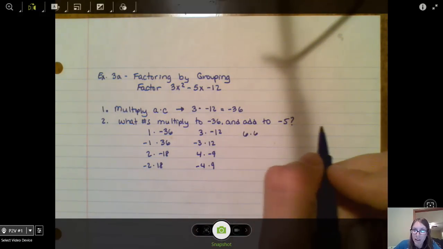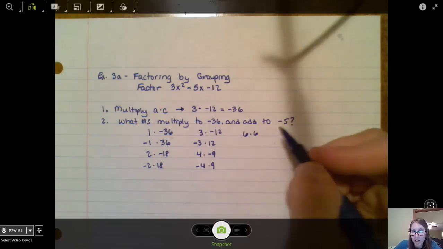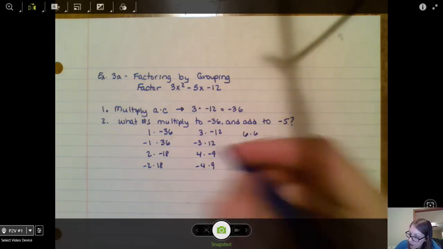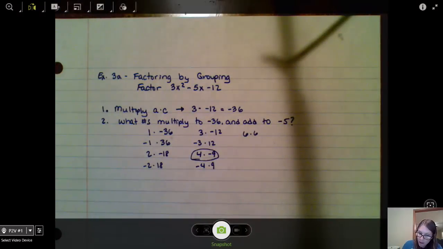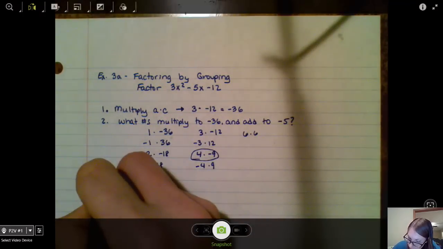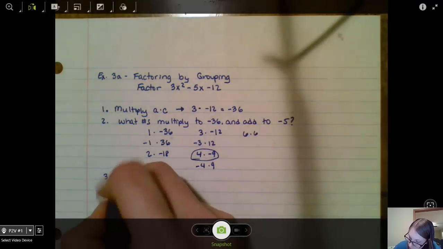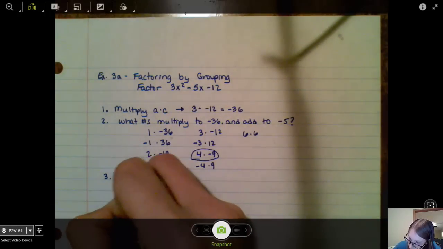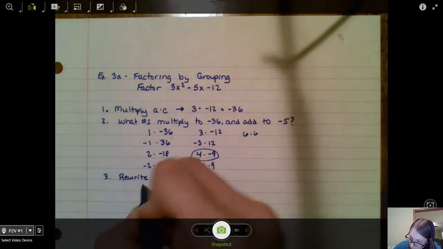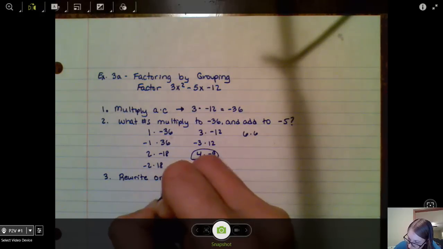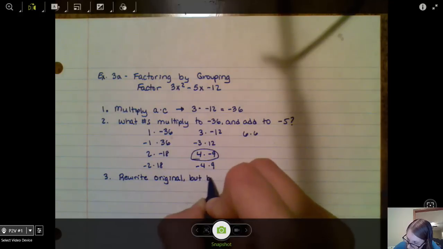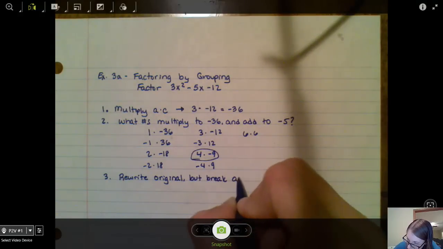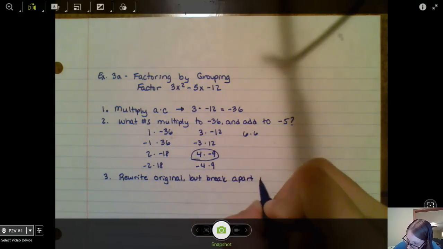A lot of different options here. And which pair is going to let us add up to negative 5? Right here, 4 and negative 9. Okay, here's what we do now. We're going to rewrite the original but break apart your middle term.